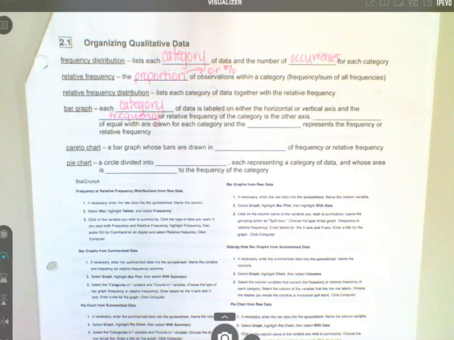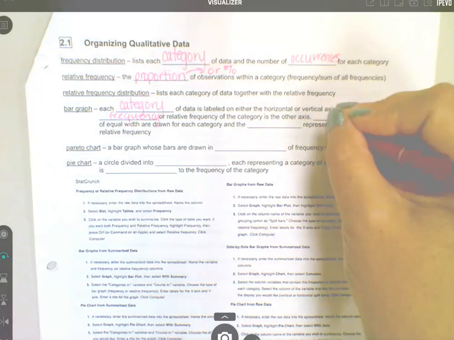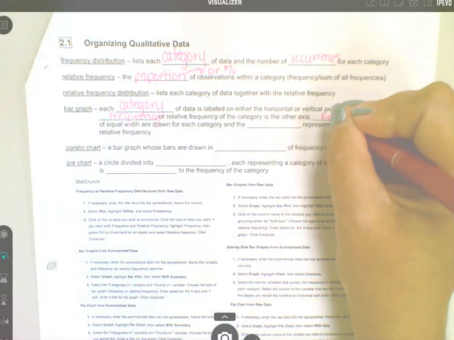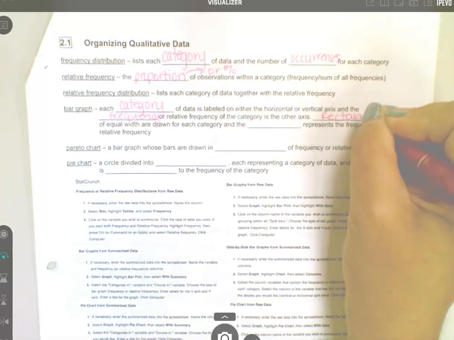So a frequency distribution or a relative frequency distribution is just like a table. We're just listing the counts. We're listing the percent. We're listing the proportion. On a bar graph, it's in picture form. So we're actually making a bar to show the count or to show the percentage. So we draw those lovely little rectangles.